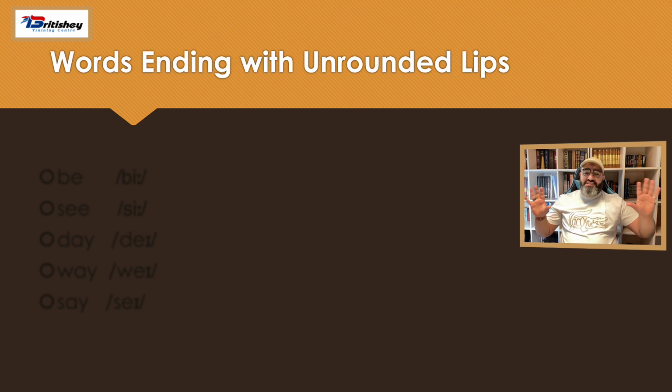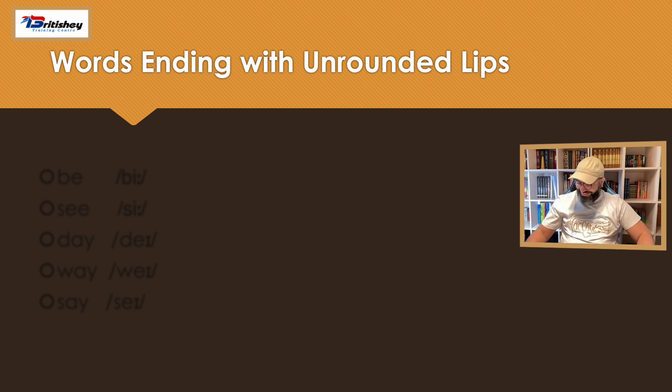And first, let's start with words ending with unrounded lips. And when I say unrounded lips, what do we mean by this exactly? Like this one, that's unrounded. But rounded lips are known. This is when your lips are like this. Or these are rounded. Now let's see some examples of words ending in unrounded vowels.